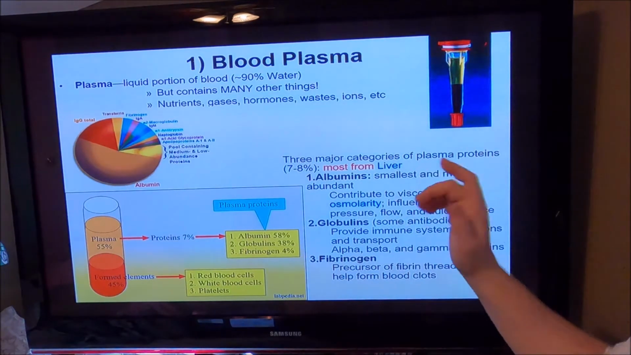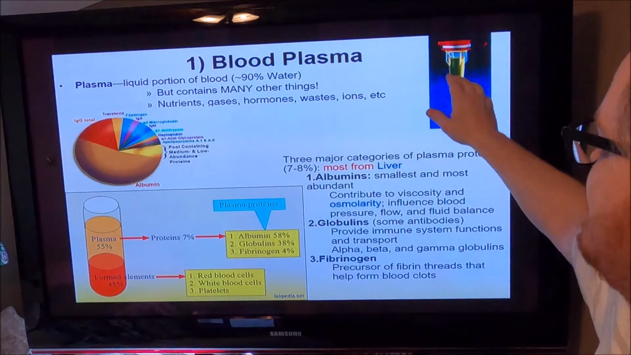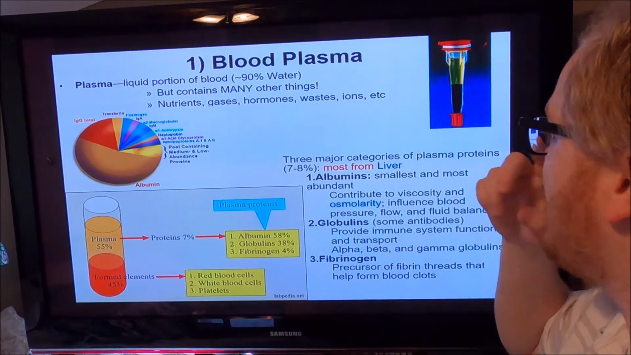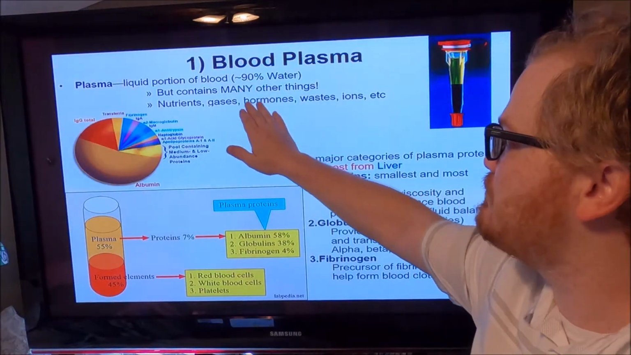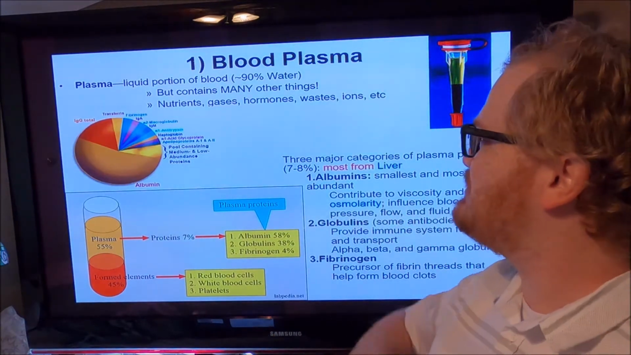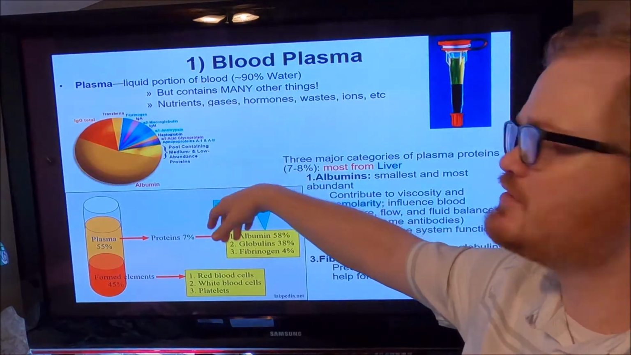So let's talk a little bit about blood plasma. And again, this is the real thing. You can see this kind of yellowish, what they call straw color here. When it comes to plasma, the majority of it's water. Okay, the vast majority of plasma is just water, but there are other things in there as well. In fact, hundreds of other things in most cases, many, many other things.